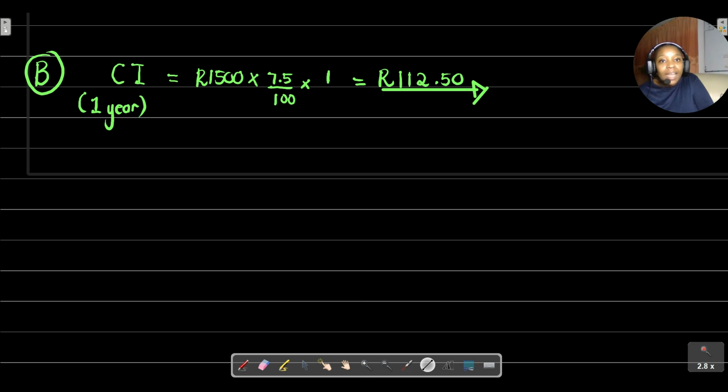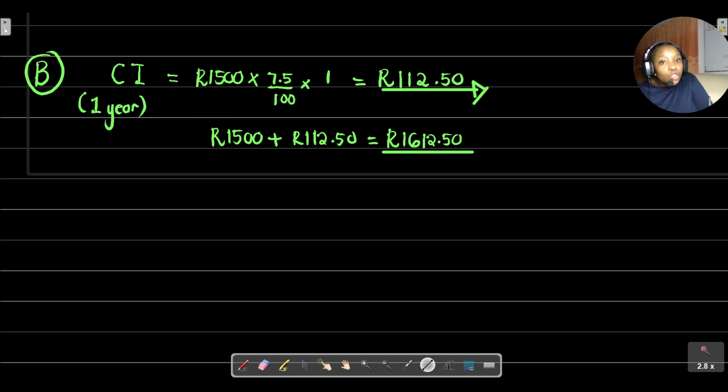For us to calculate the interest that we will earn in the second year, we are now going to take that 1,500. We're going to add that interest of 112,50 and get the accumulated amount at the end of the first year. So we're going to take 1,500 plus 112,50 to get the accumulated amount. You'll get that the accumulated amount, or how much you have in your account after the first year, is 1,612,50. And now this is very important.